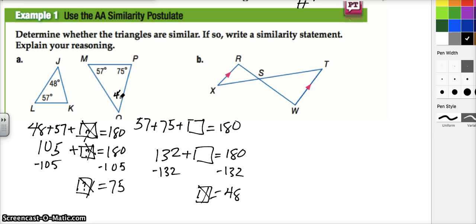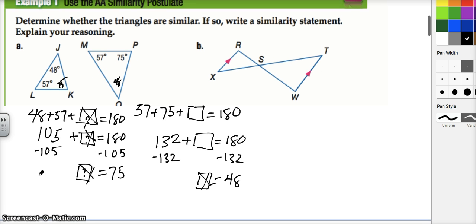Right? So this is 48 here, and this is 75. So given that information, I can say that they're similar, and the similarity statement would name each angle in order. Let me start with smallest, middle, medium, and large. So triangle JLK is similar to triangle, smallest is O, so MP. So that's part A.